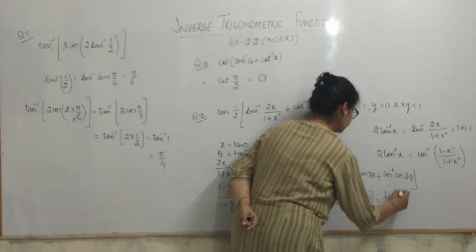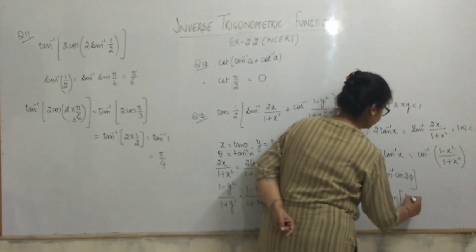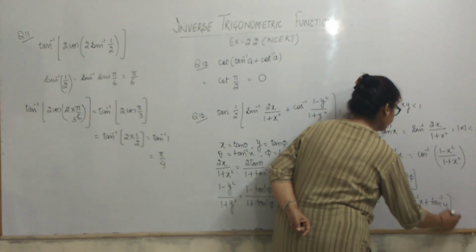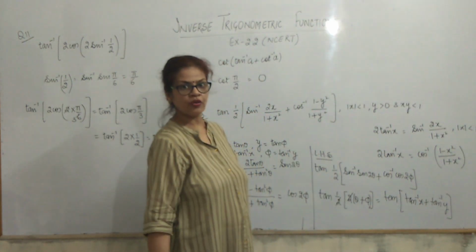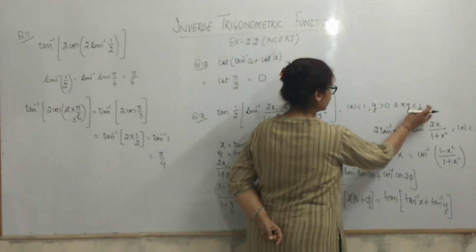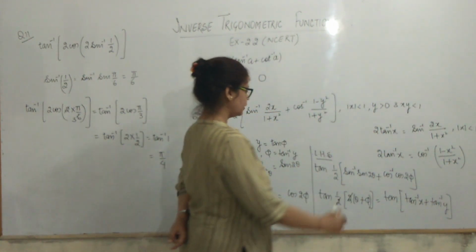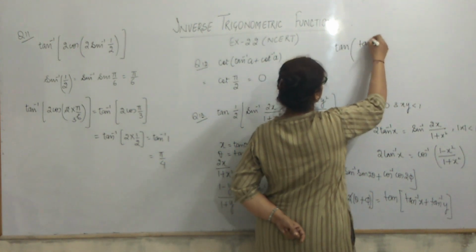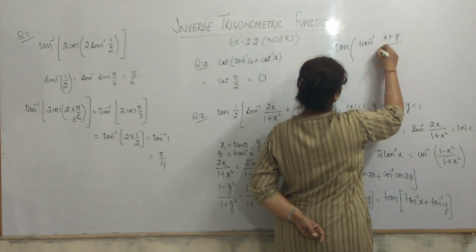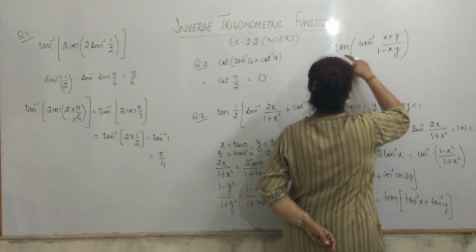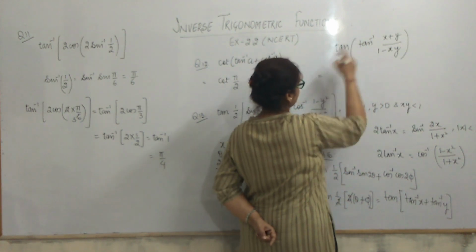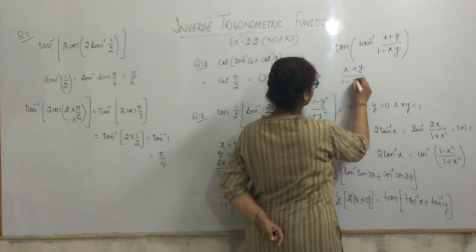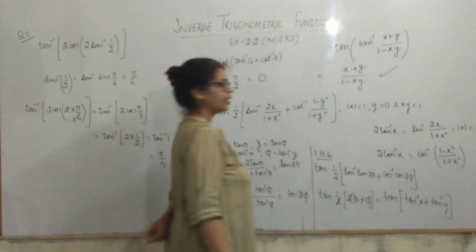So it is tan of (tan inverse x plus tan inverse y). Can we apply the formula of tan inverse x plus tan inverse y? Yes, of course, because x into y is less than 1. It is already given to me. So it becomes tan of (tan inverse of x plus y upon 1 minus xy). Wonderful. Tan inverse and tan will cancel out, and x plus y upon 1 minus xy is your final answer.